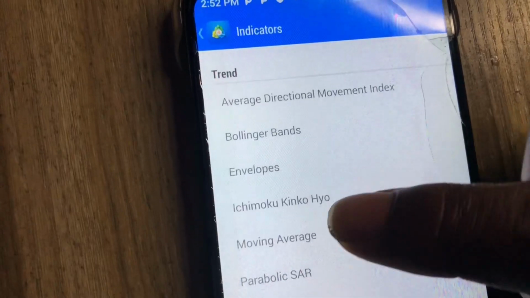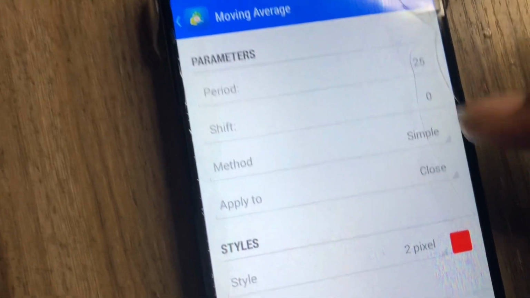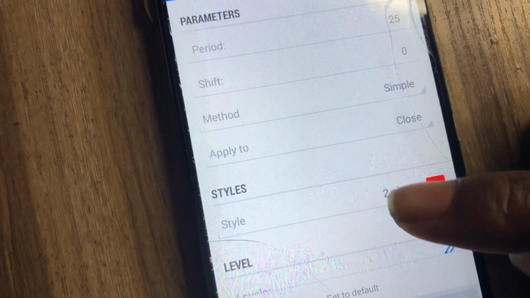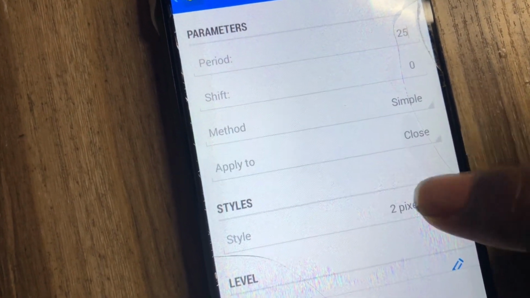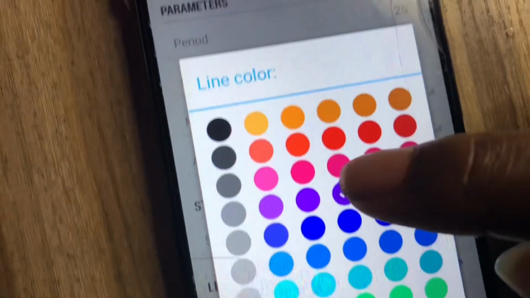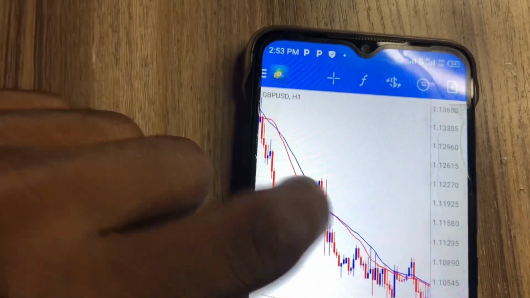And what you can do is add the second moving average right here, which is the 25 moving average. Still the same thing. Shift should be 0. Simple method, simple. Apply, close. Style, pixel. What you have to do is change this one side. It looks different from the one that we actually have up here. So this is purple, so let's change this to blue. I think blue will be okay. Now we actually have 2 moving averages in right here.